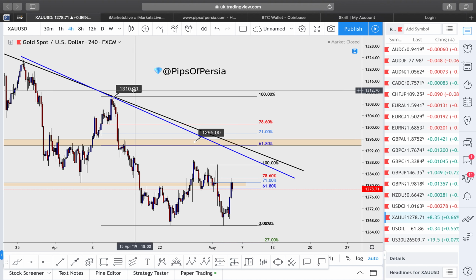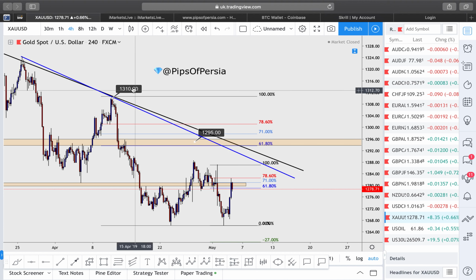I'm not really sure about a potential swing position for gold. However, saying that, if we do get a move to the trend line again, the trend line, the fib level, it is very, very likely that that move will be followed by a bearish move.